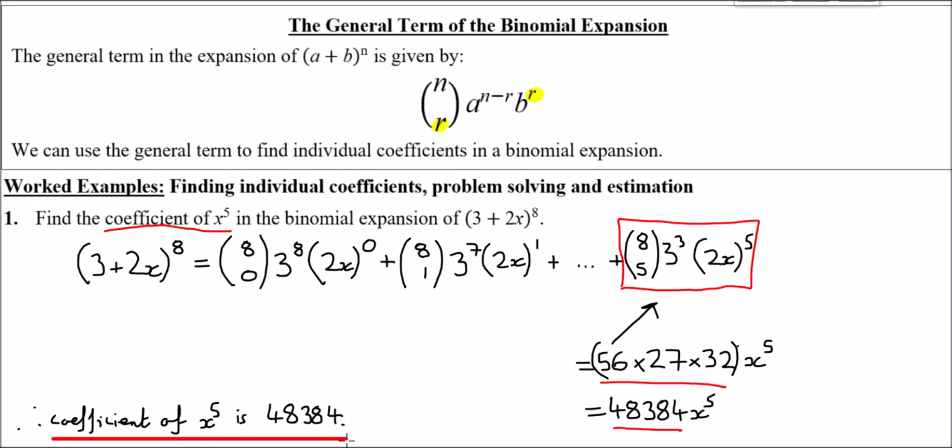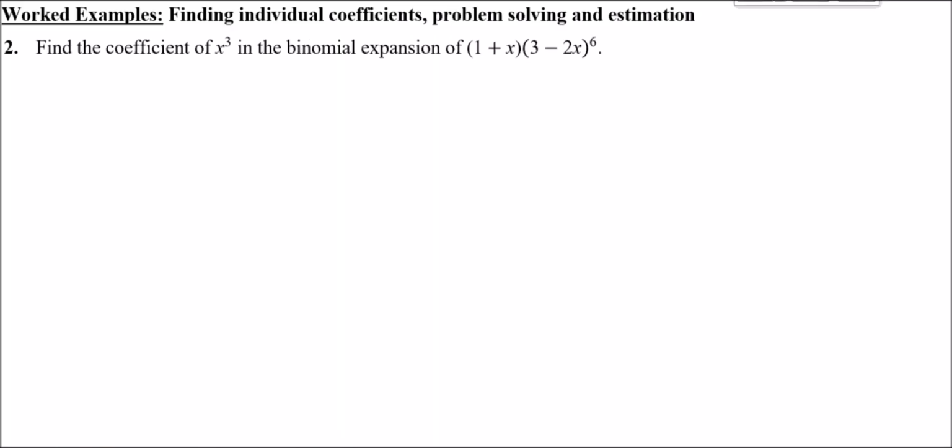Let's have a look at a new example now. So this one, find the coefficient of x cubed in the binomial expansion of (1 + x)(3 - 2x)^6. So this one may well freak you out because it's not just one bracket, it's 2. But let's just expand this and see if we can spot the pattern.